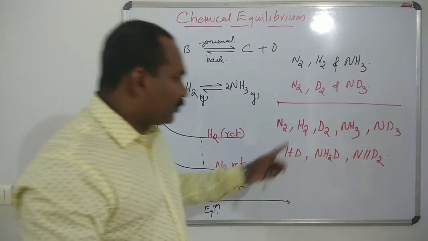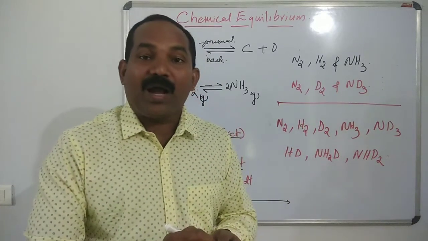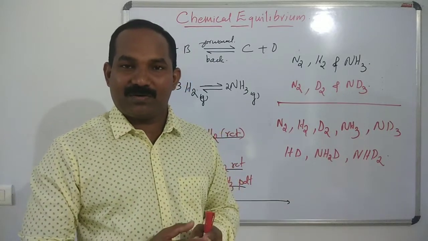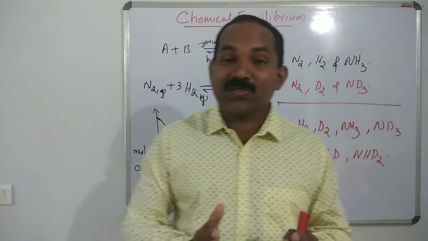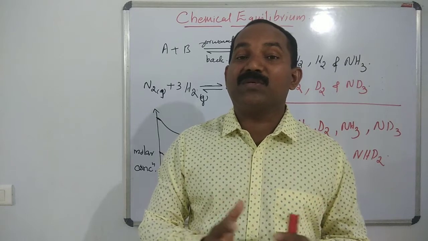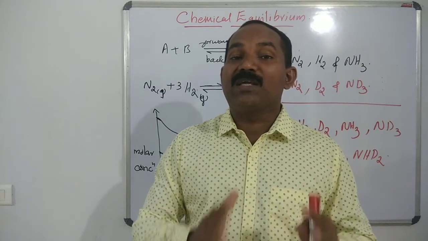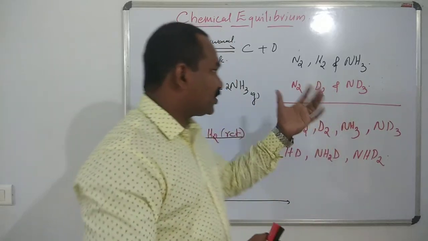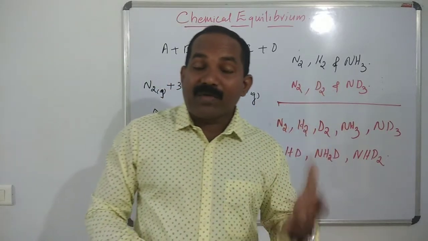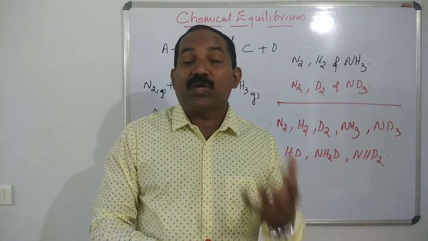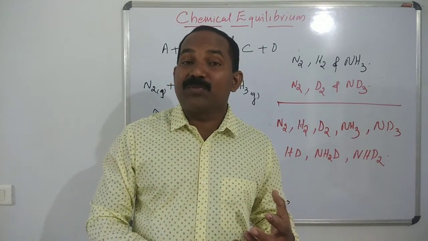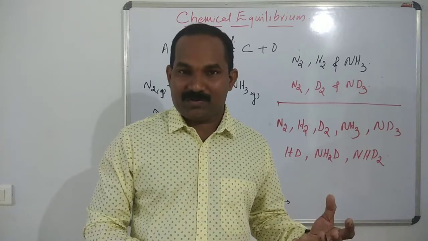That means at equilibrium the reactions are going on, but the rate of the forward reaction and the rate of the backward reaction are the same. Once again I explain this experiment. We have to prove the equilibrium is dynamic in nature. That means at equilibrium the reactions are going on.